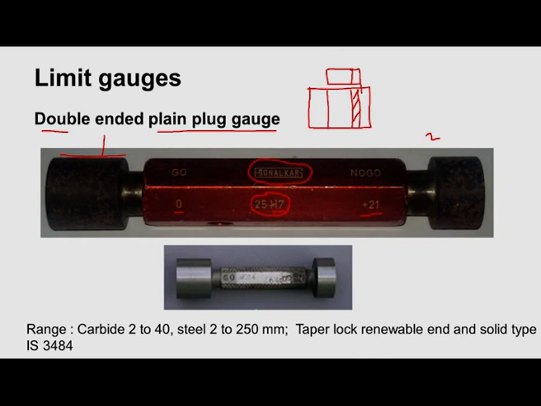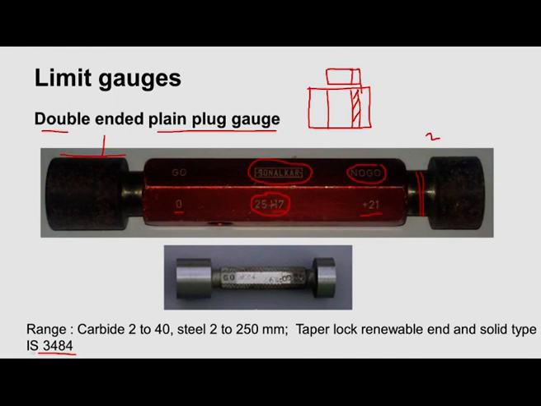All these things are as per Indian standard IS 3484. What should be the length of the no-go portion, what should be the diameter at this place and at this place, what should be the length of the handle, all those things are specified in this IS 3484. So they are made as per IS 3484, and most of the time a red mark is provided on the no-go side. So no-go is marked on the handle, as well as red paint is provided at this place to indicate that it is the no-go side.